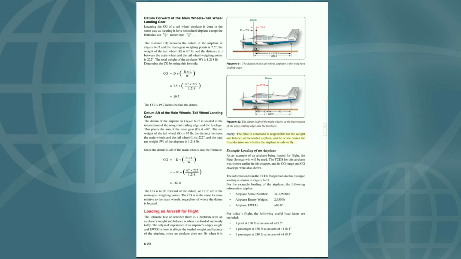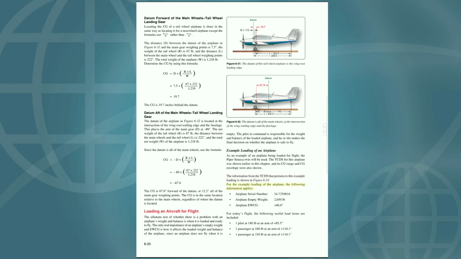The pilot in command is responsible for the weight and balance of the loaded airplane, and he or she makes the final decision on whether the airplane is safe to fly. Example loading of an airplane. As an example of an airplane being loaded for flight, the Piper Seneca twin will be used. The TCDS for this airplane was shown earlier in this chapter, and its CG range and CG envelope were also shown. The information from the TCDS that pertains to this example loading is shown in figure 6-33.